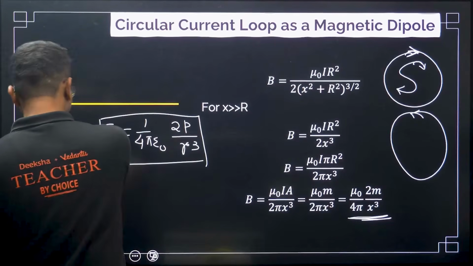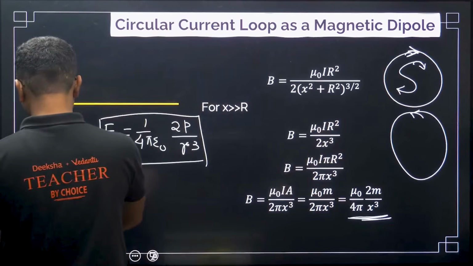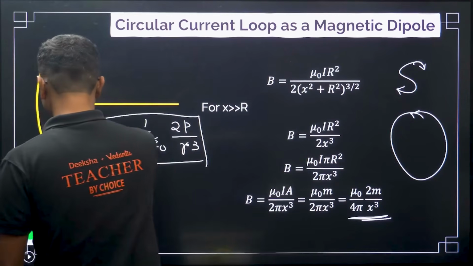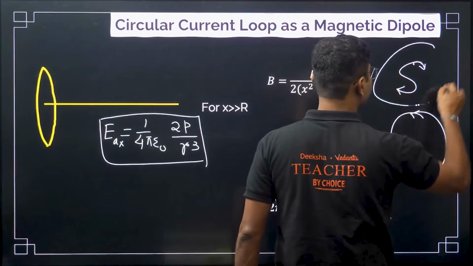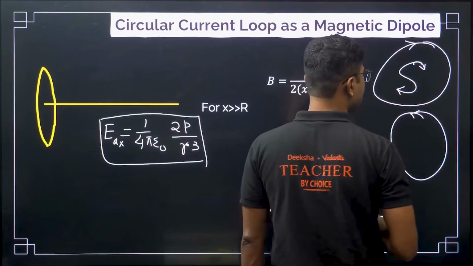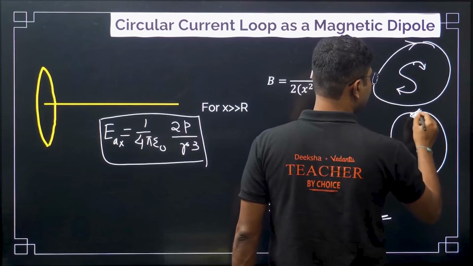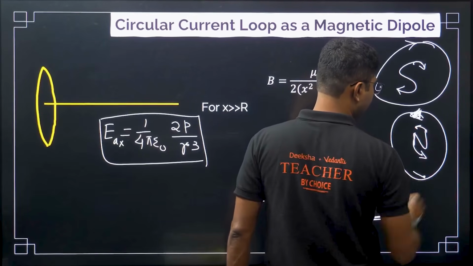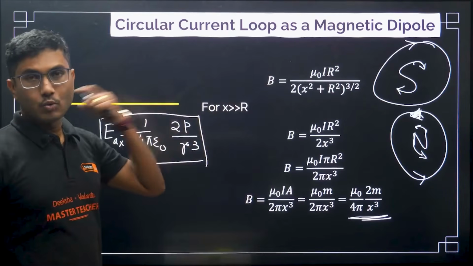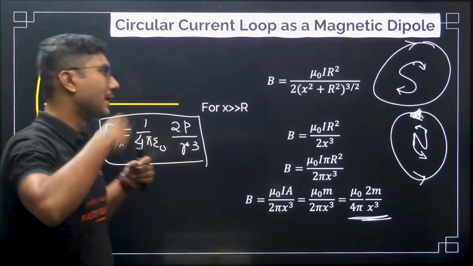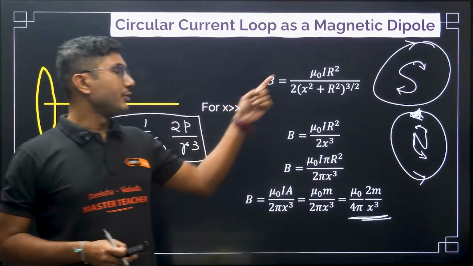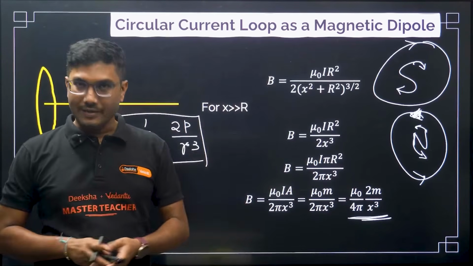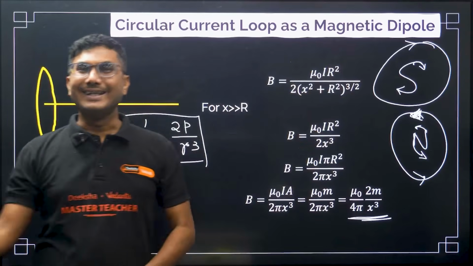So if you are looking from the top of the loop, and you find that the current is passing in a particular direction, based on the direction of the loop you can find that this is a south pole, whereas this is N, the north pole. This is how you can find the pole of the circular current carrying loop. Now if you increase the number of turns, then there will be an N multiplied over here, and M will automatically have that N, and that will increase the strength of the magnet.